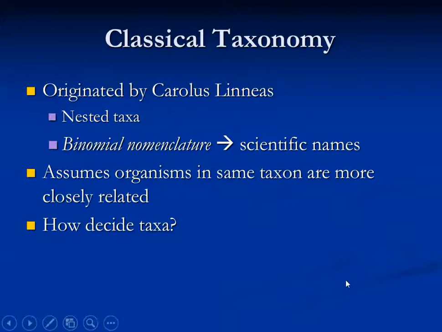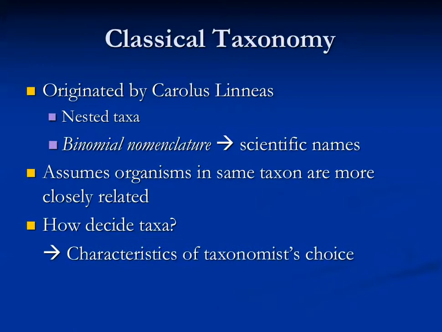All right, so how do we decide taxa? How do we decide the groupings? And it's really been up to characteristics of a taxonomist's choice. And again, this sort of goes back to the morphological definition of species versus the biological definition. And you know what? Usually morphology works just fine on a practical level. And so the original taxonomic tree was really not a bad classification system.